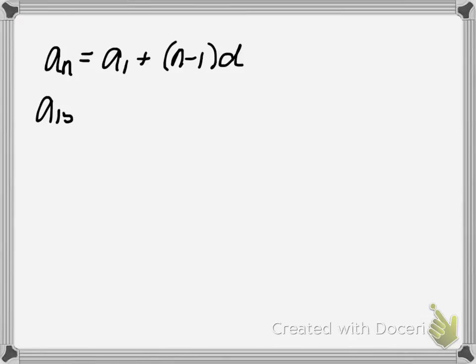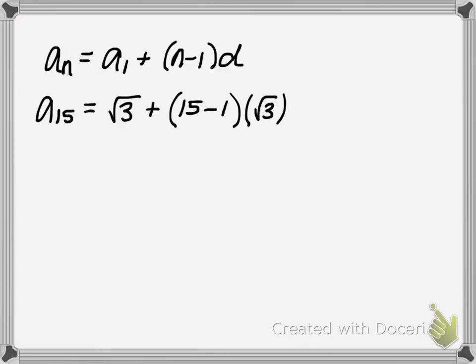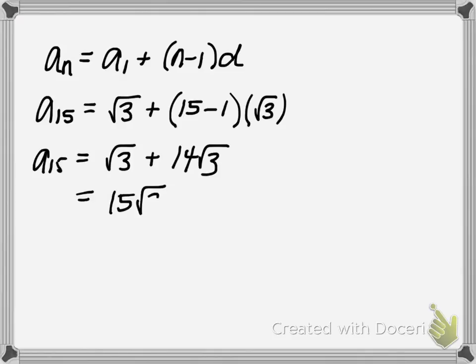So if we're looking to find a sub 15, the 15th term, we need the first term. Our first term was the square root of 3, plus 15 minus 1 times d, and d was also square root of 3. So this yields that the 15th term is the square root of 3 plus 14 times the square root of 3, which of course is equal to 15 times the square root of 3.